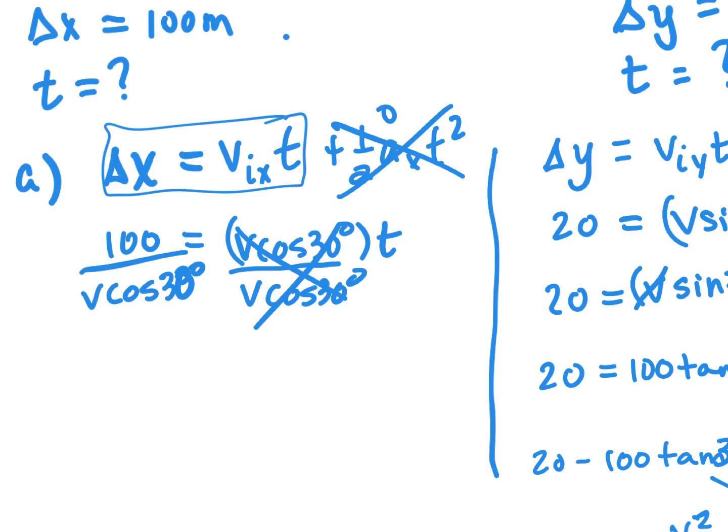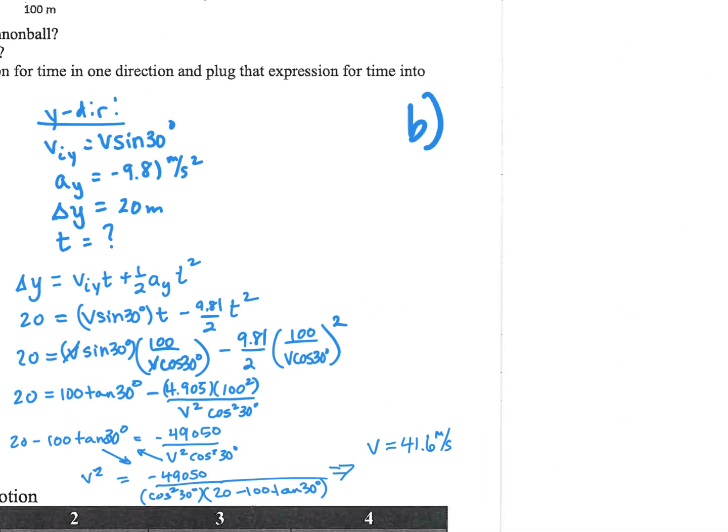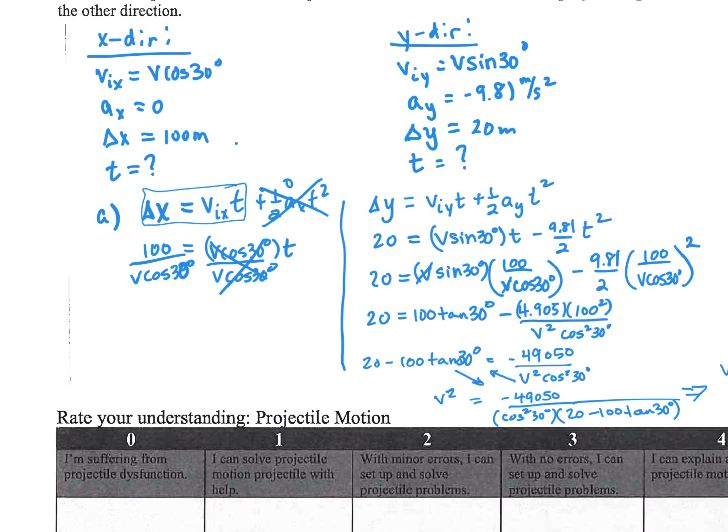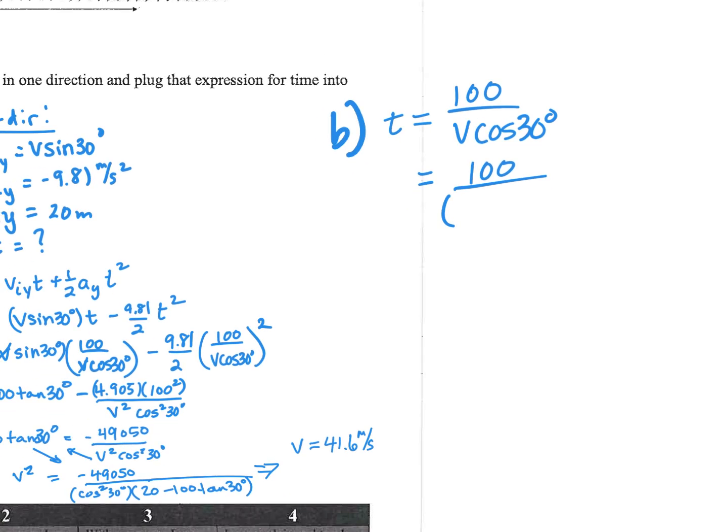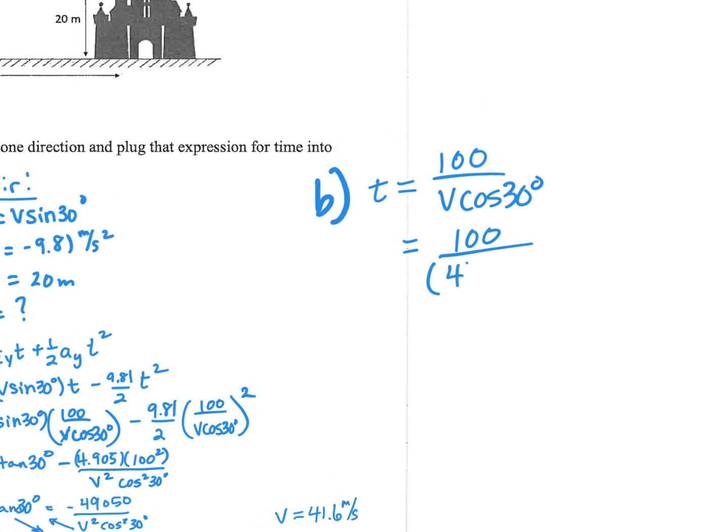We've got t in terms of v, don't we? So use what you found. We know that t is equal to, and we just found it from the other side, 100 divided by v cosine 30. And we know what v is now, don't we? So just plug in. V is 41.6. So how long did it take?